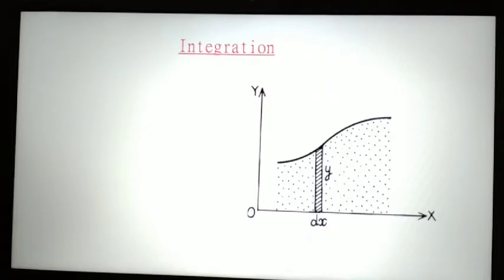Correspondingly, f of x1 dx plus f of x2 dx plus f of x3 dx up to f of xn dx. To find the total area, what to do? You have to sum all these areas. See, that method is very tedious, because you have to consider the area of each strip and sum all those to get the total area under the graph.